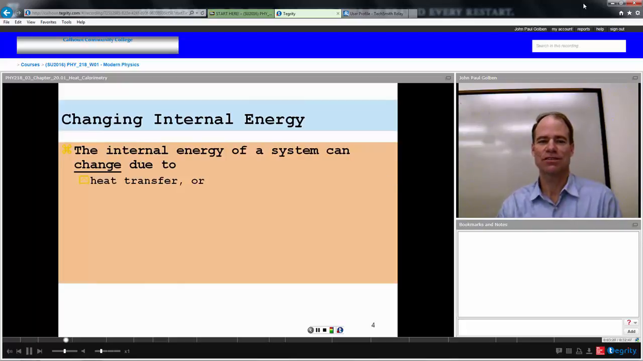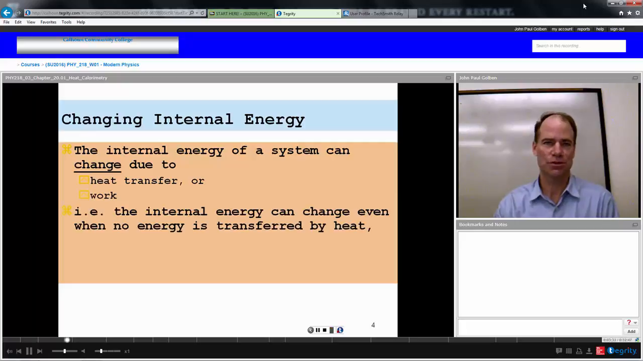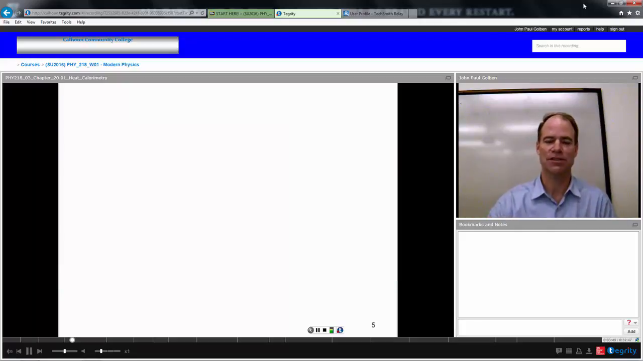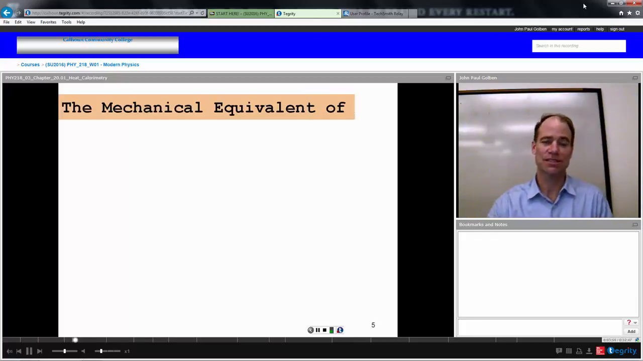The internal energy of a system can change due to a heat transfer or due to work. The internal energy can change even if no energy is transferred by heat. For instance, you can transfer energy by work. If you compress a gas with a piston, the molecules of the gas will move faster. As a result, they will heat up. And so the internal energy of that system will change due to the work that you added to that gas. So that's just work adding energy to the system.